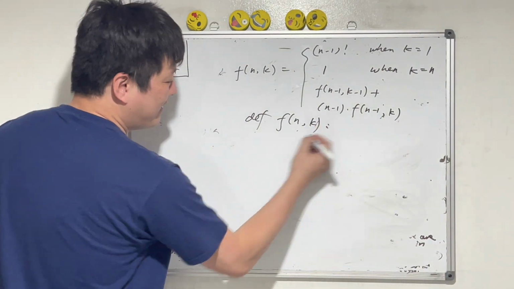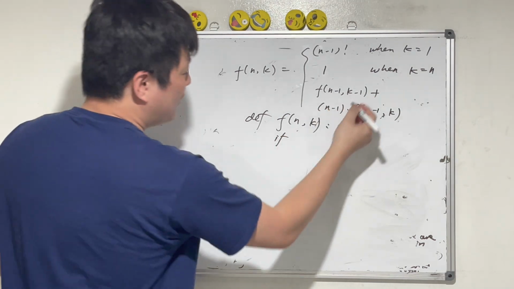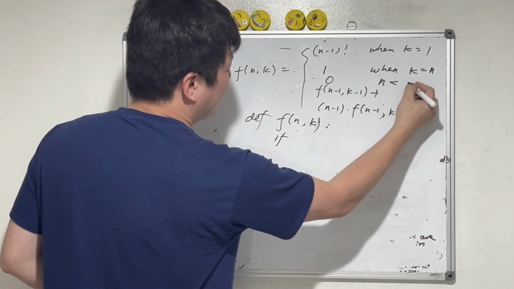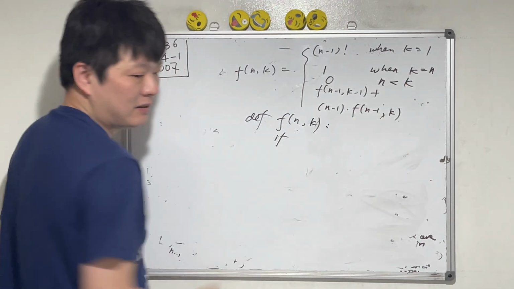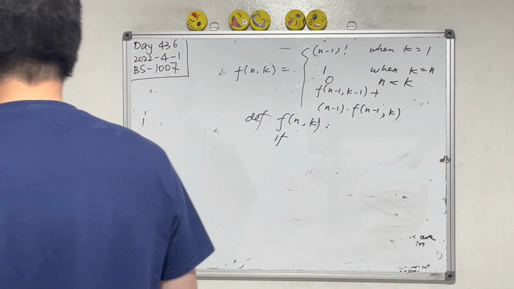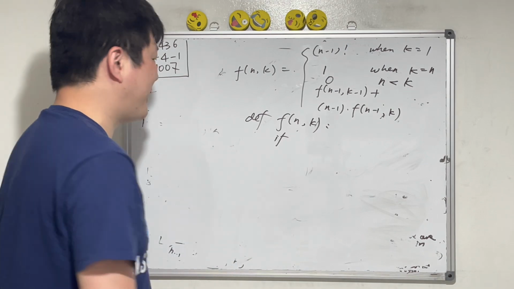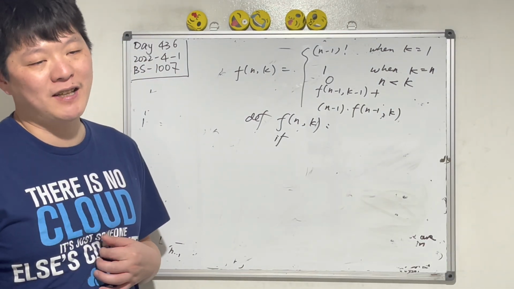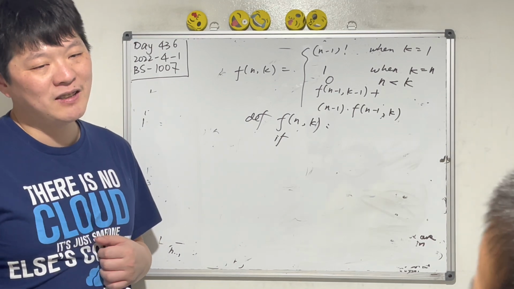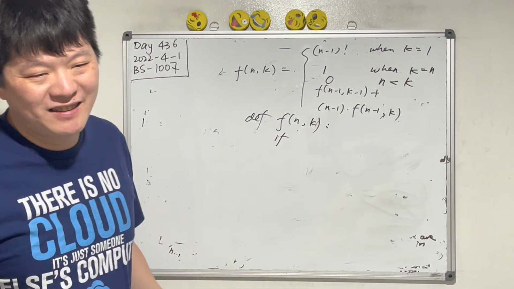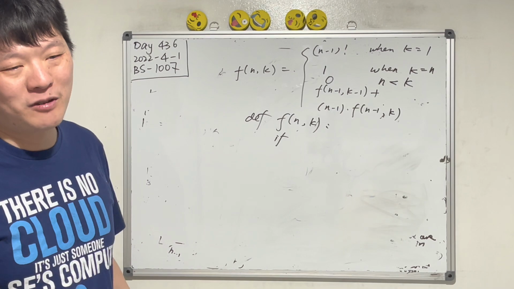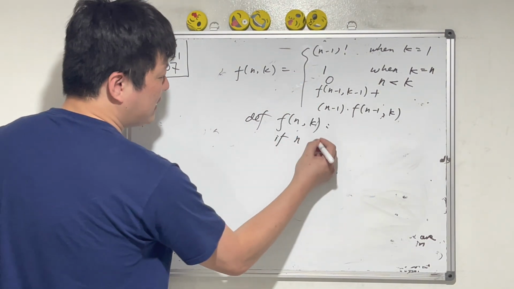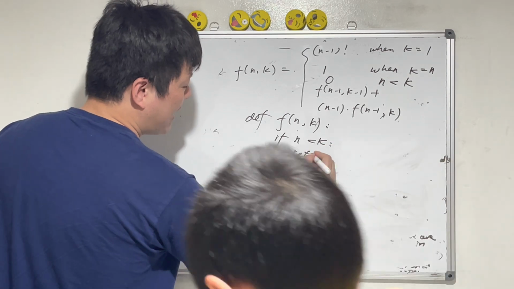Okay, F(n, K), and we also have to give 0 when n is smaller than K, right? Does it make sense? When n is smaller than K, what value should we get? If we have n blocks, we want to see K blocks, and K is bigger than n, how many ways can we do it? 0. Exactly. That's common sense. We have 3 blocks, we want to see 4 blocks. How is it possible? So if n is smaller than K, return 0.